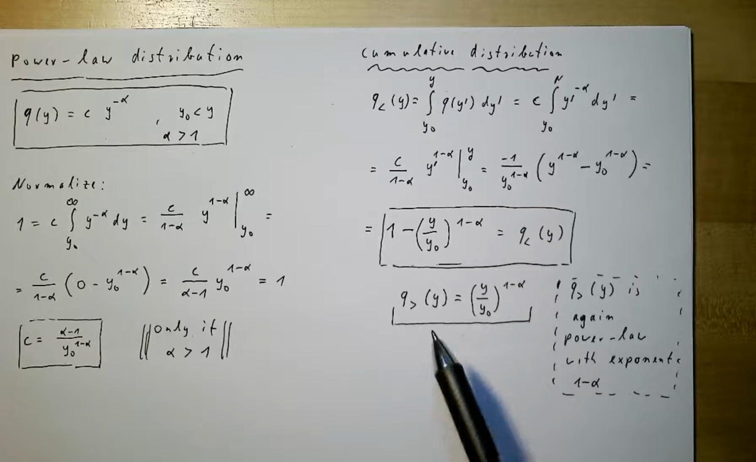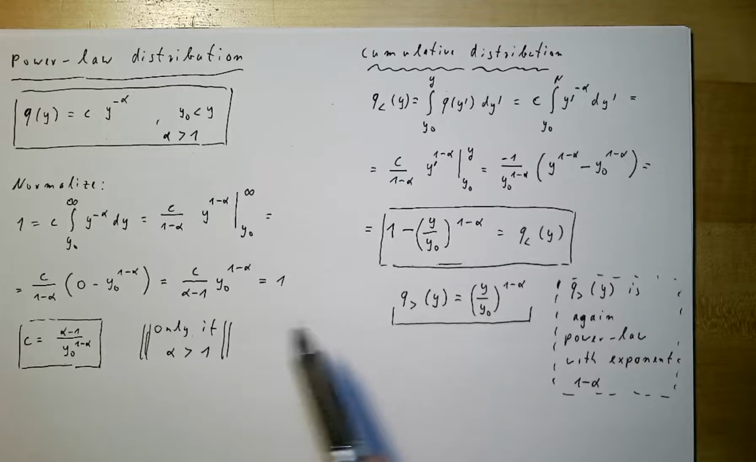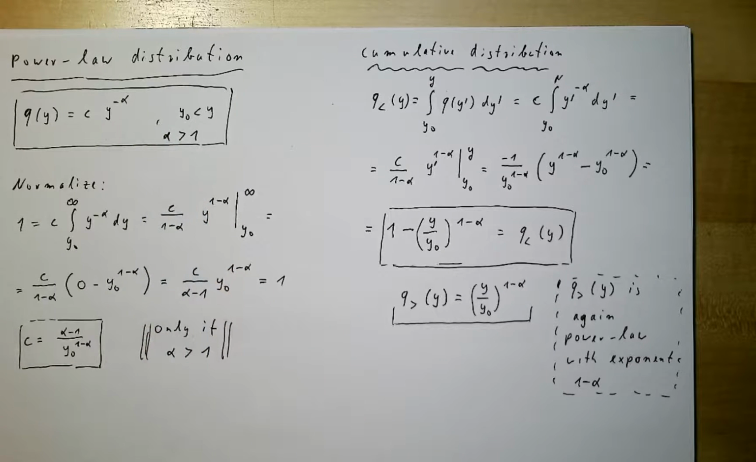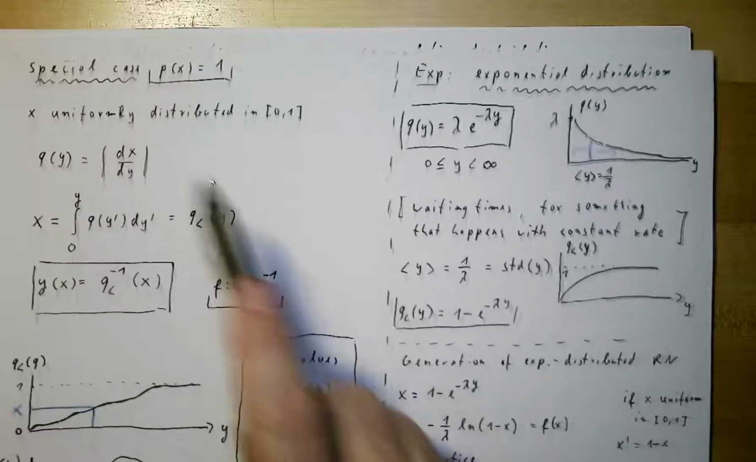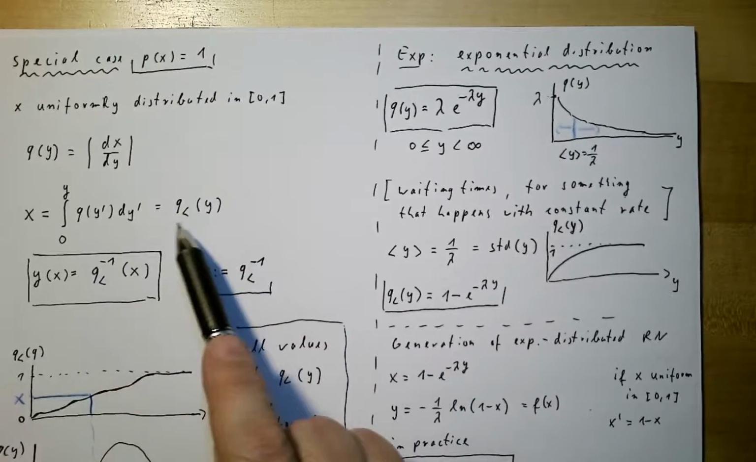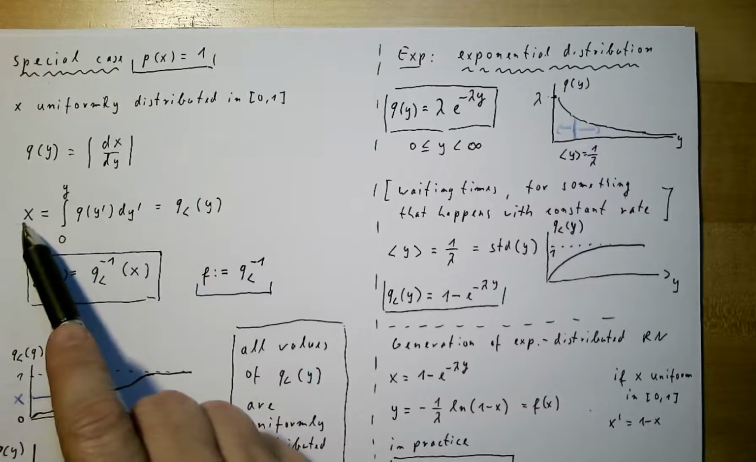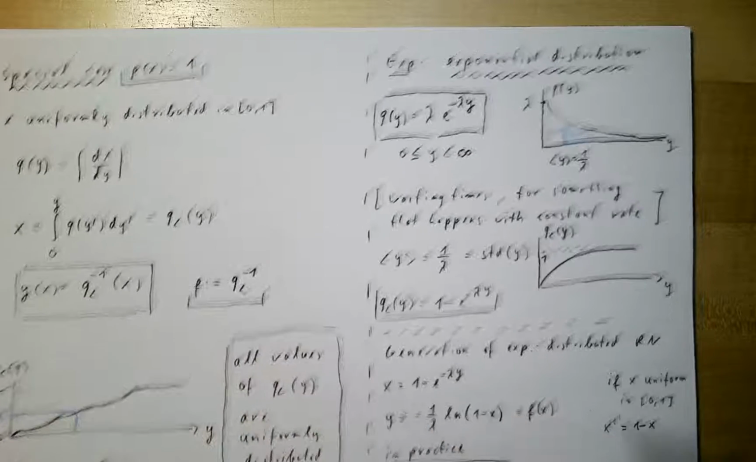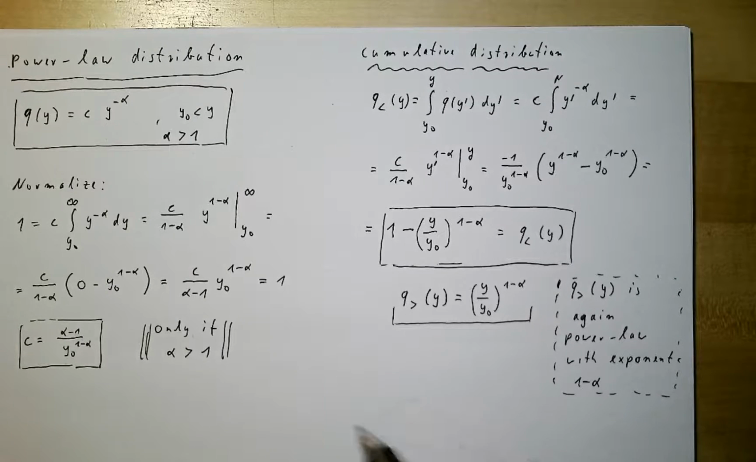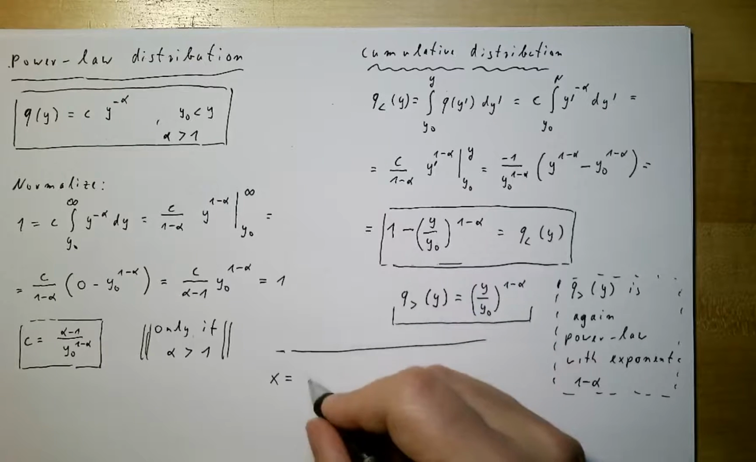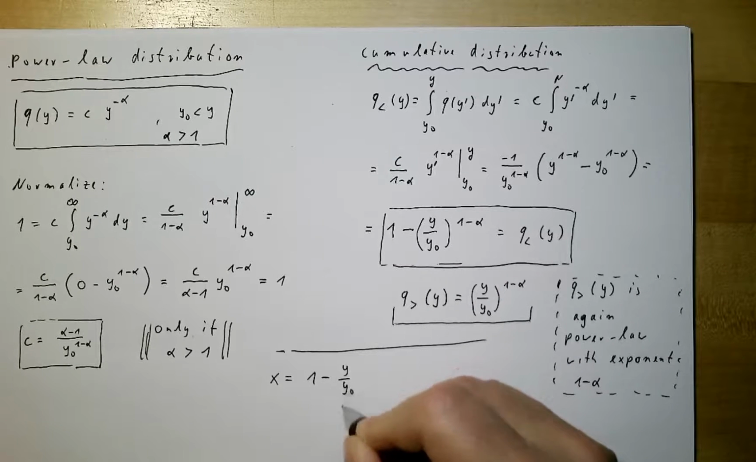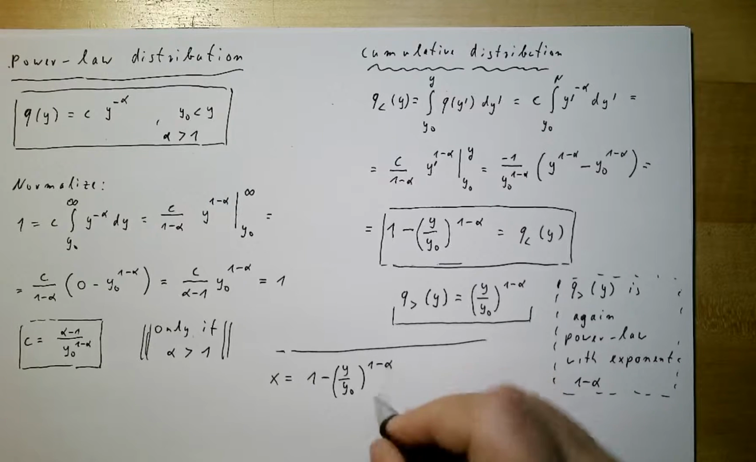So now we have this, and what were we actually interested in? We wanted to generate random numbers from the power law distribution, and now we have to remember our trick. So we assume our computer produces uniformly distributed random numbers, and then we have calculated the cumulative distribution, and then we say, okay, our uniformly random number equals just the cumulative distribution. That was our formula. So what we do now, in order to generate the random numbers, we say our x equals the cumulative distribution. This is this here, 1 minus y over y0 to 1 minus alpha.